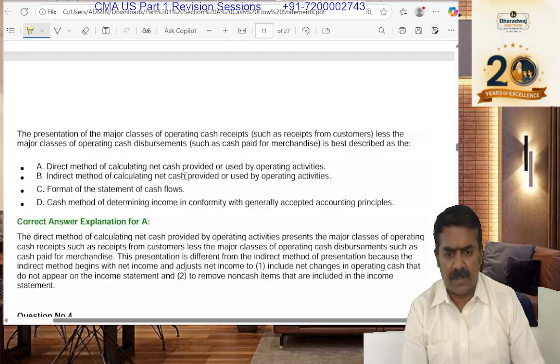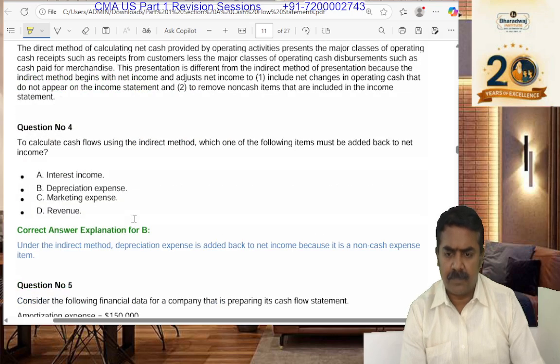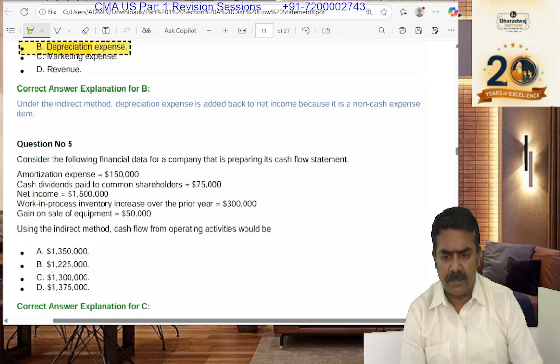Question number 3 part. Major classes of operating receipts and operating payments. We call it as which one? Direct method. Calculate cash from operating activity using indirect method. Which one of the following items should be added back? Depreciation. Non-cash expense we'll add back.